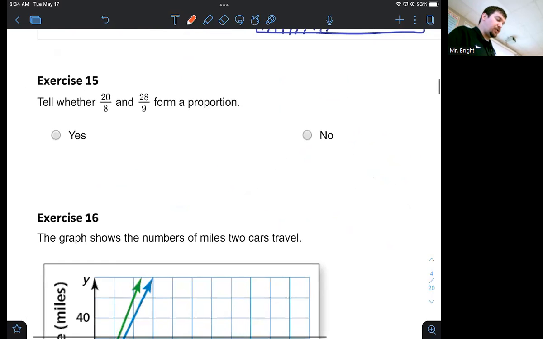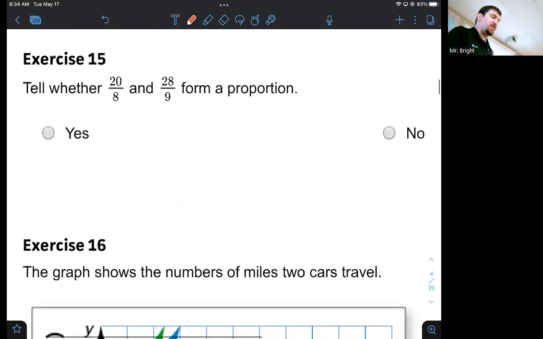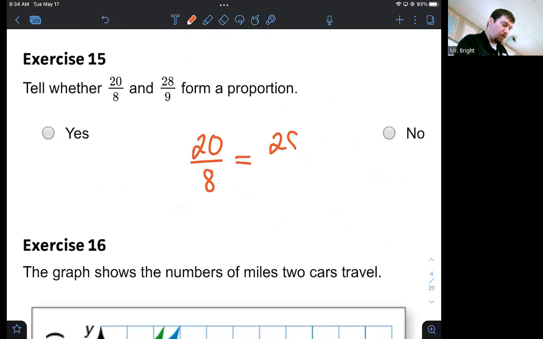Number 15, tell whether 20/8 and 28/9 form a proportion. Well, if they do form a proportion, what symbol do you put between the two ratios of a proportion? An equal sign. That means that if they do form a proportion, they are going to be equal. Now, there are several different ways you can check to see if they're going to be equal.